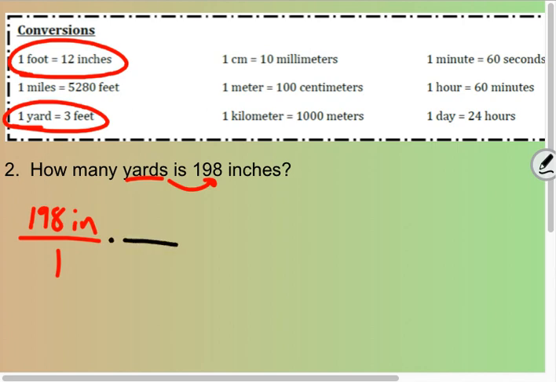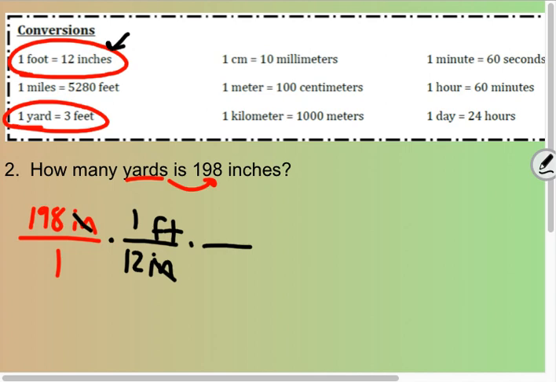So first of all, inches and feet. I'm going to put inches down here and feet up here. And you can see there's 12 inches in a foot. So 1 foot over 12 inches. Times, the inches will eventually cancel out.